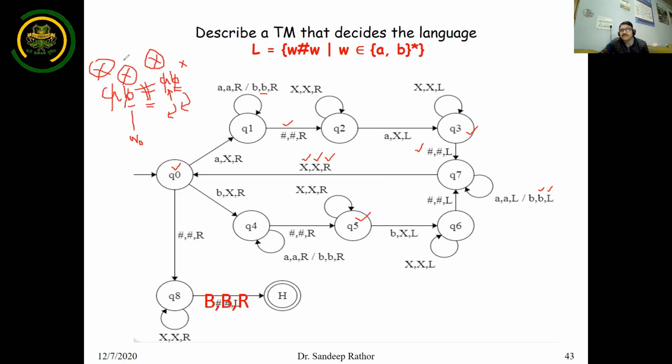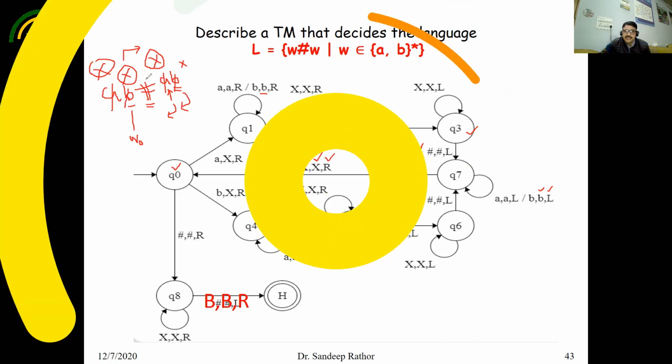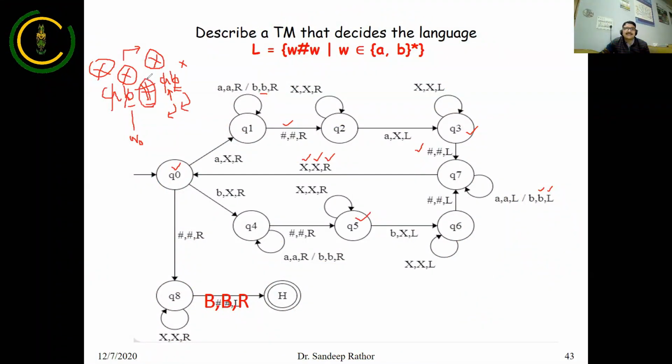So at this point, your head will move towards the right because it is defined that X is read, X is written, and direction of head should be right. And now your state should be Q0. So on Q0 here, you can find the hash sign directly. It is an important point, you should focus here. This hash sign means your W component is completed. Now you are on the separator, right?